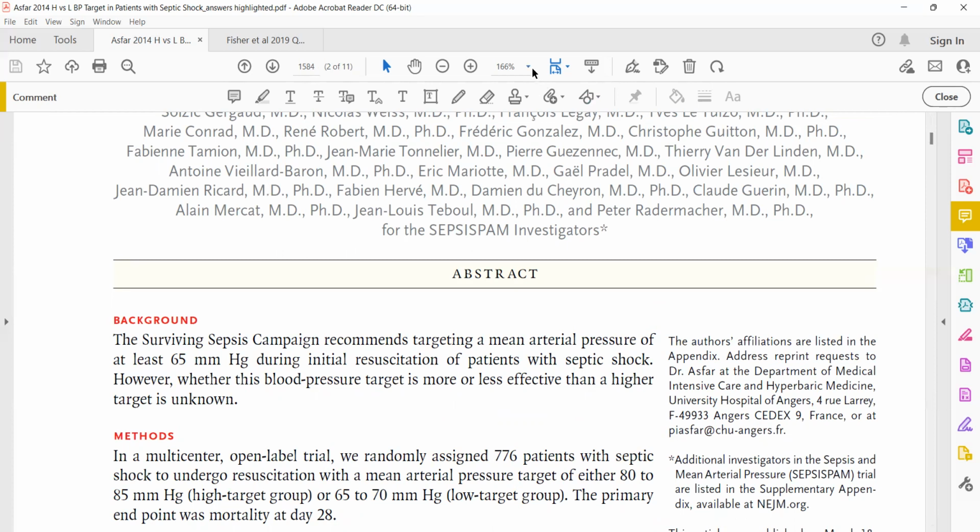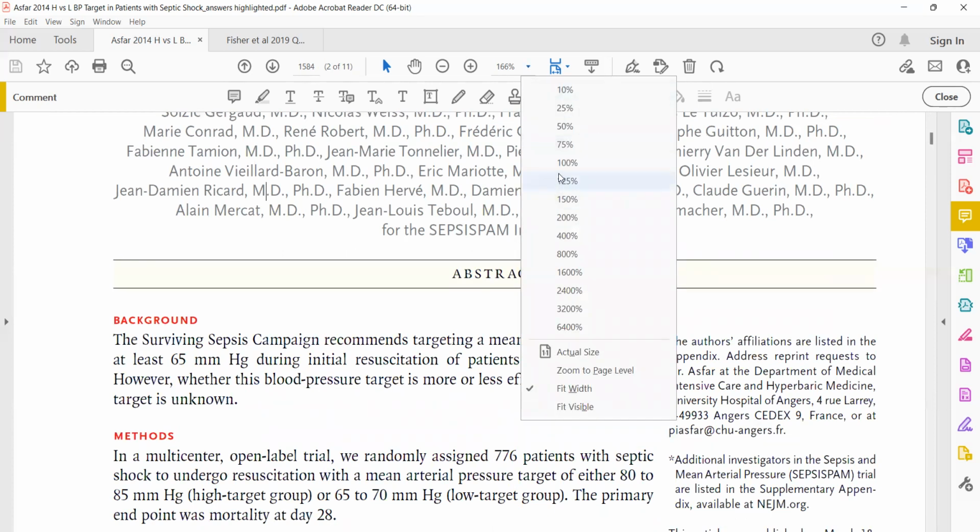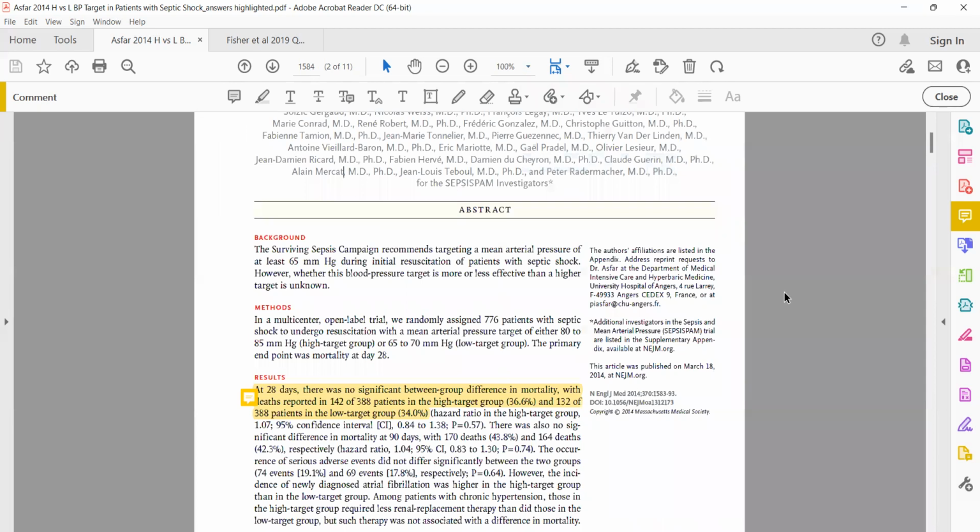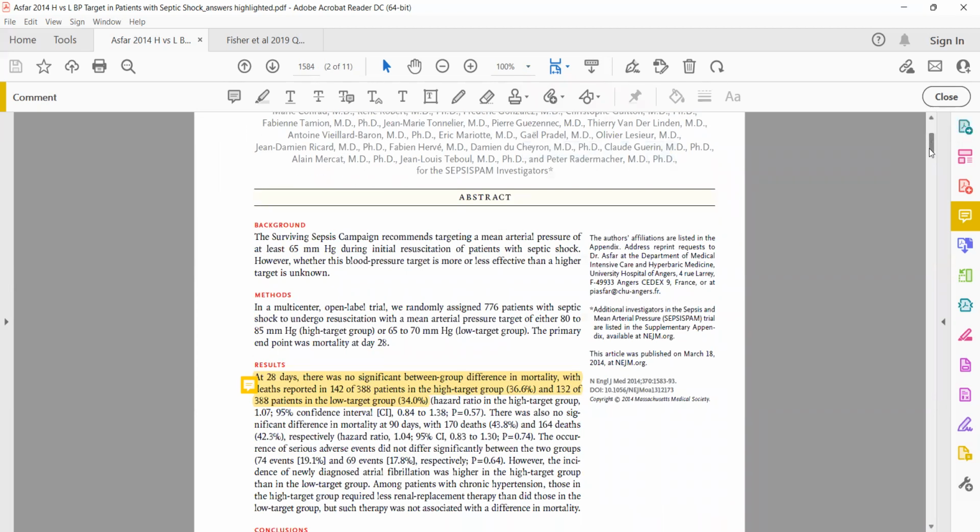Sorry, let me adjust this a bit. Let's do, okay, that's probably a little better. My computer decides to be wonky.